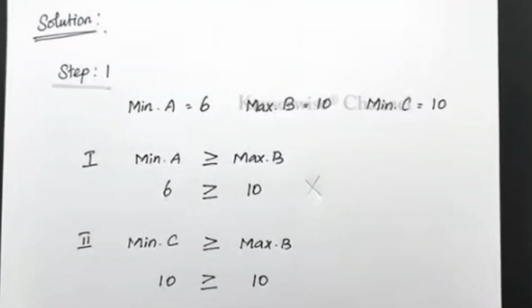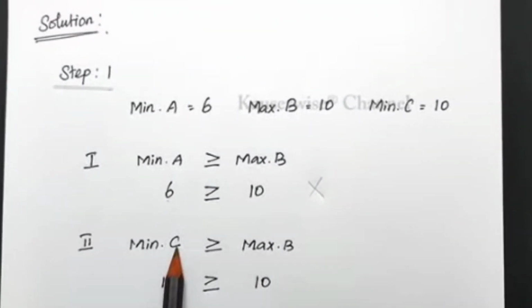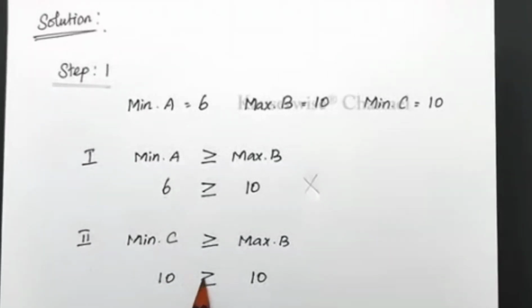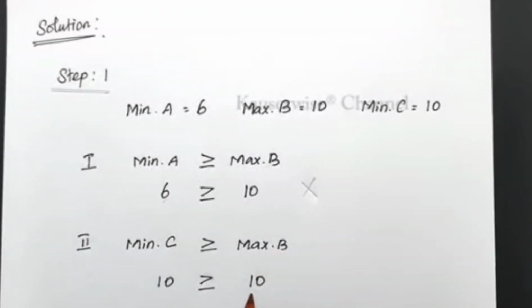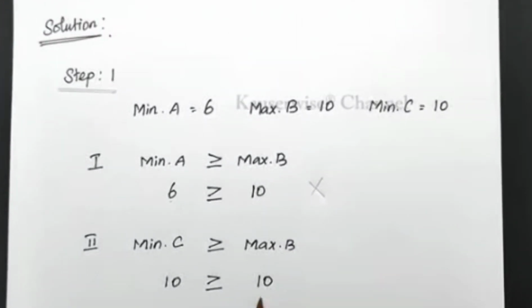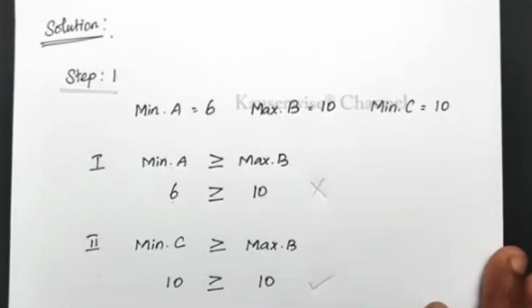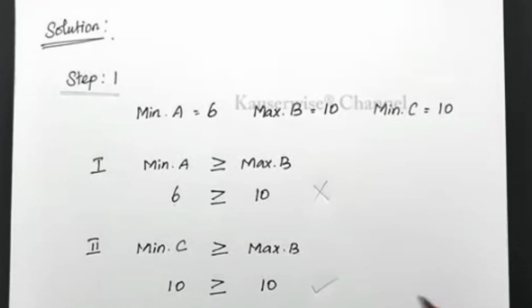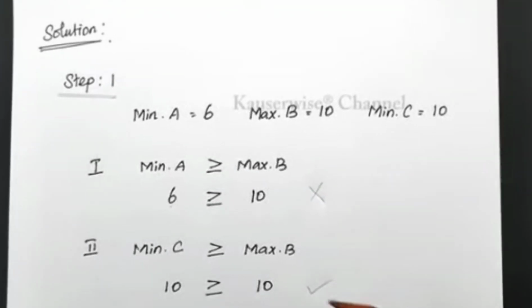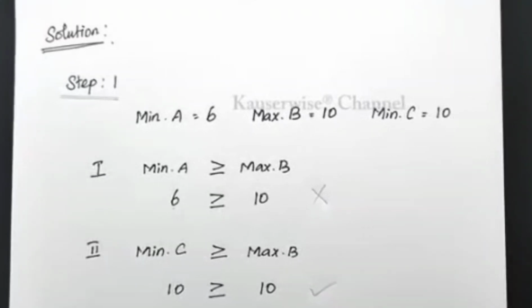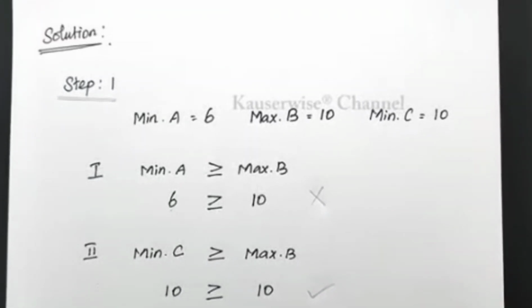Now see the second condition. Minimum duration on machine C is 10. It should be greater than or equal to maximum duration on machine B, 10. Now 10 is equal to 10. The second condition is satisfied. Okay, we need to satisfy any one condition or both the conditions in order to proceed further. Okay, here we satisfied one condition. Now see the next step.